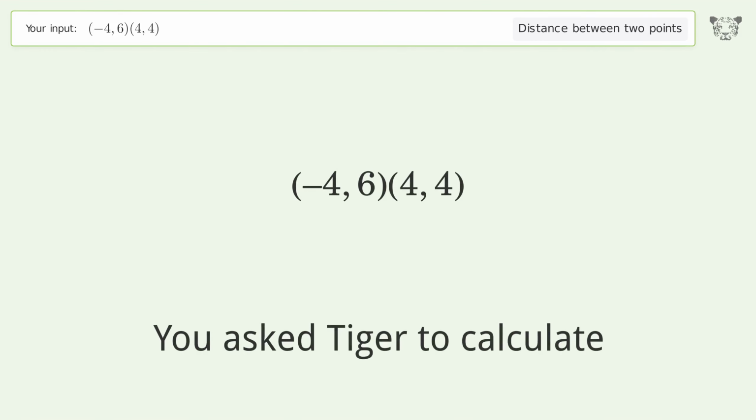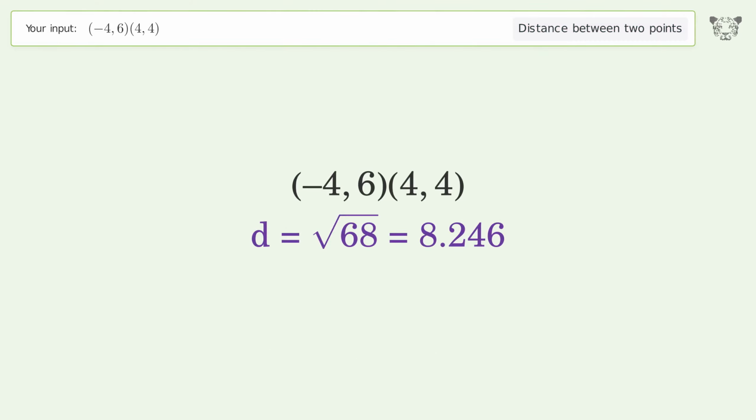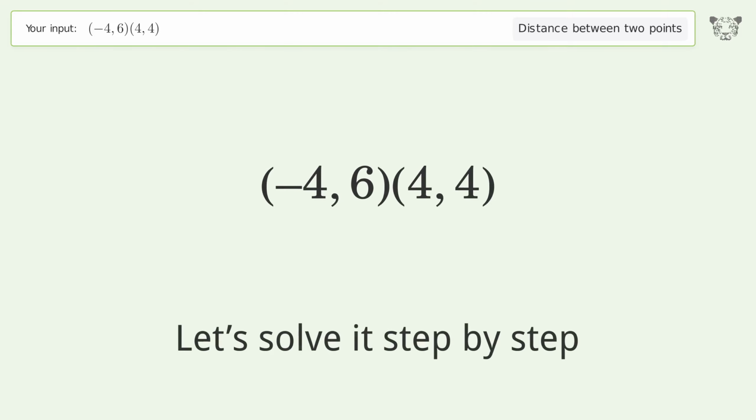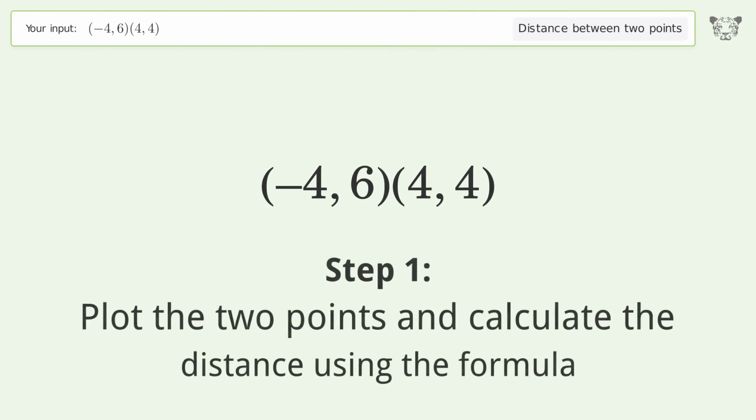You ask Tiger to calculate. This deals with the distance between 2 points. The distance between the 2 points is the square root of 68, or 8.246. Let's solve it step by step. Plot the 2 points and calculate the distance using the formula.